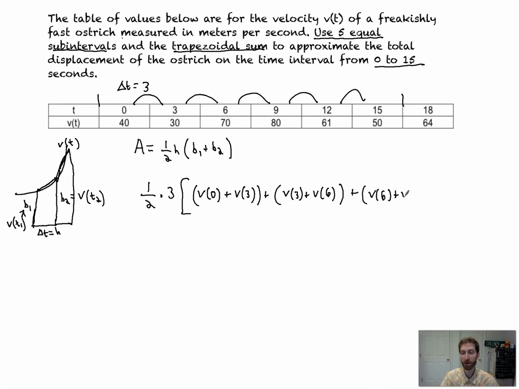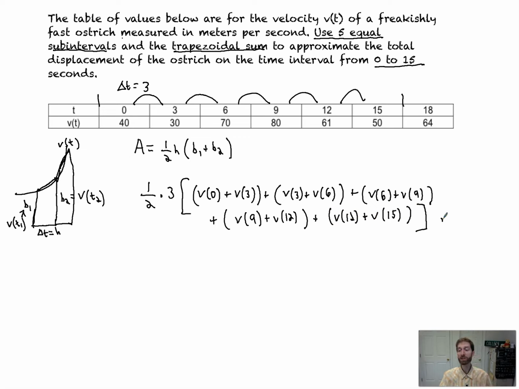Oh, it's a lot of numbers. And we just continue on with that pattern. I'll go down to this level here, sorry, to make it vertical. V of 9 plus V of 12, left endpoint plus right endpoint. Not bad. Plus left endpoint height plus right endpoint height. V of 12 plus V of 15. All silky now. That's it.